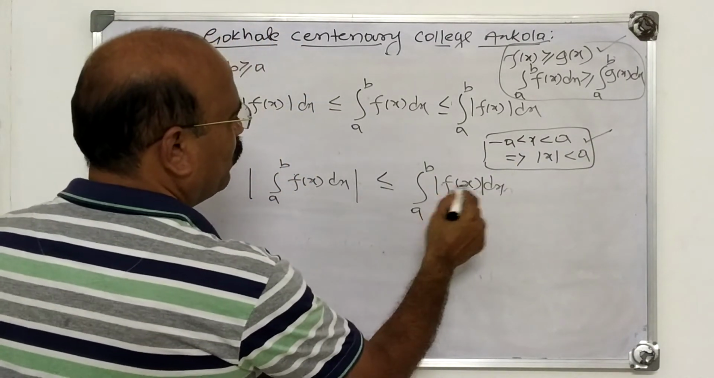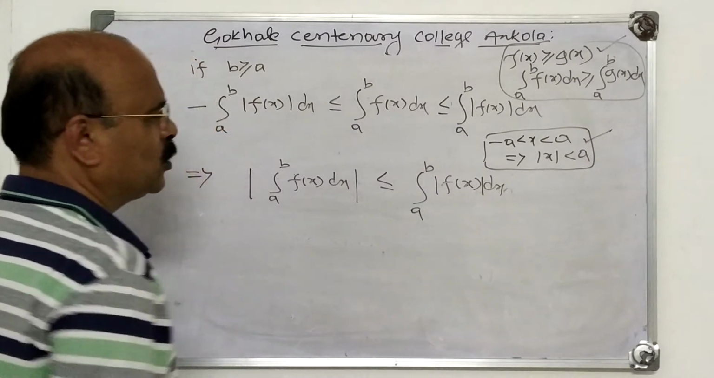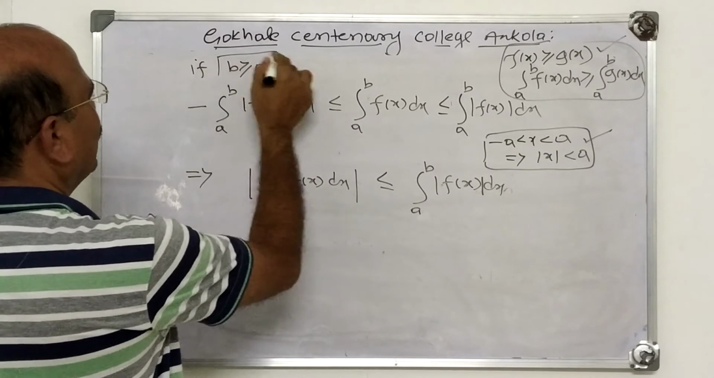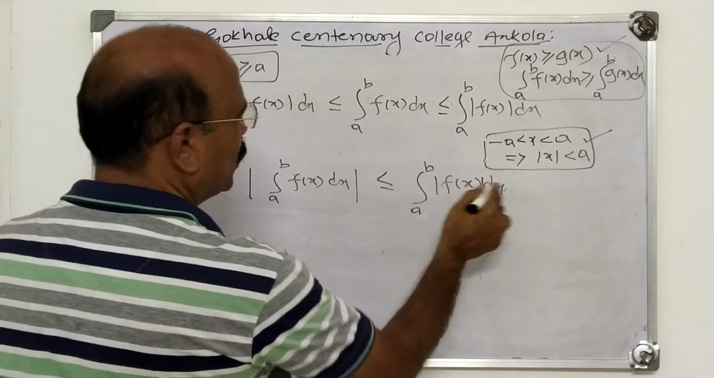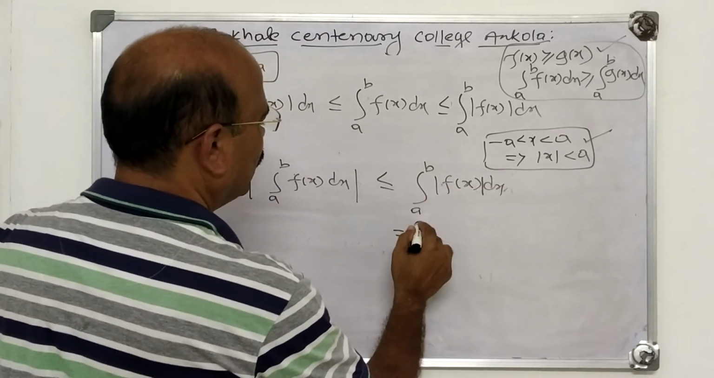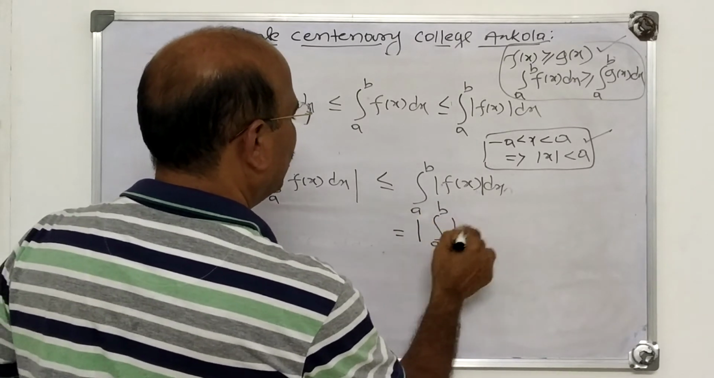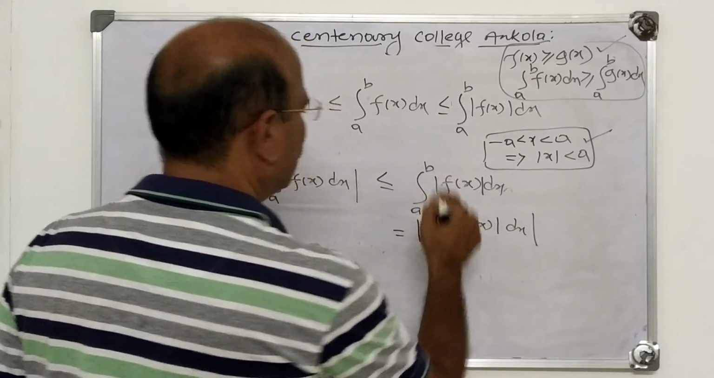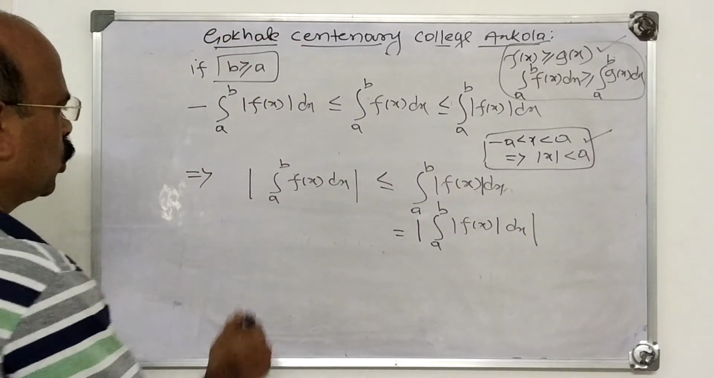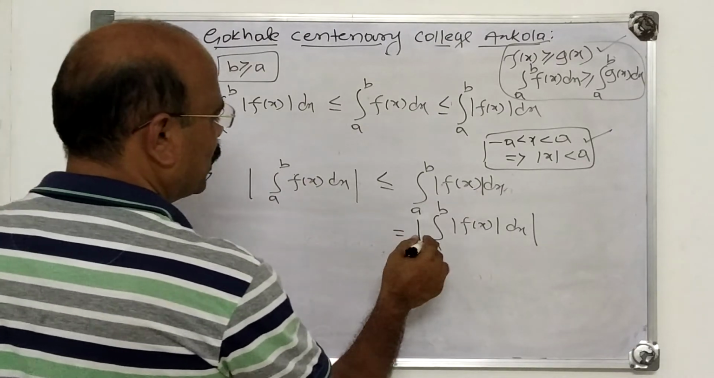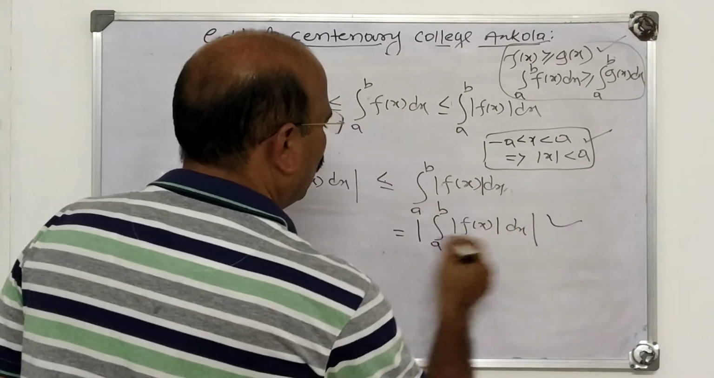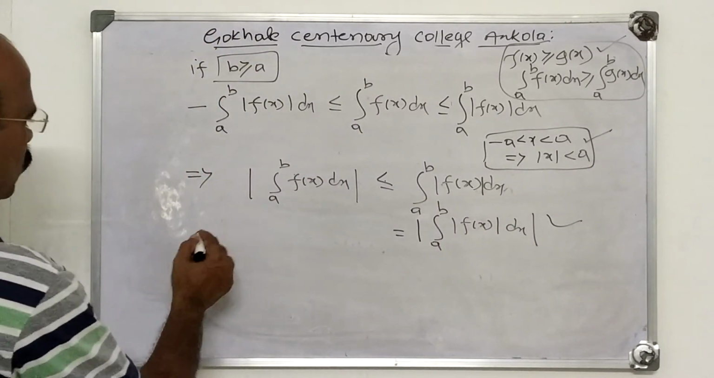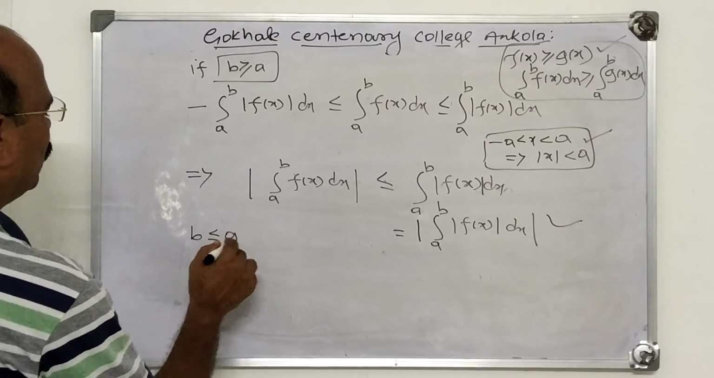But what is this integral a to b of |f(x)| dx? It is positive. Because b ≥ a here, |f(x)| is always positive. So we can write the modulus of integral a to b of |f(x)| dx, because it is positive. So |integral a to b of f(x) dx| is less than or equal to |integral a to b of |f(x)| dx|.